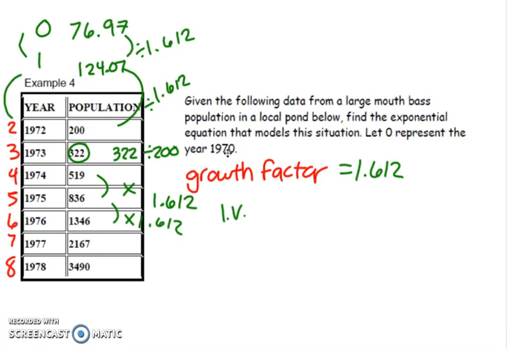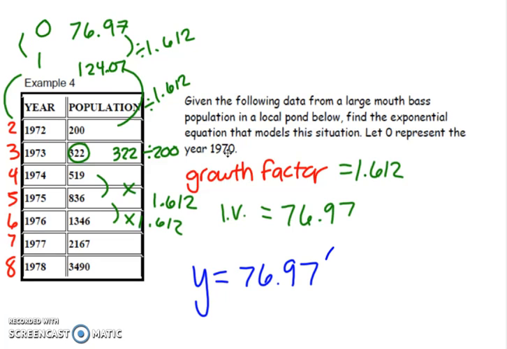So now I have my initial value of 76.97, and so I can finally write my equation of y equals your starting point, which was 76.97, with your growth factor 1.612, and raise it to the x power. Okay. So you may run into a lot of decimals with exponential growth and decay from a table. The hardest part is going back to find your initial value if they don't give it to you.